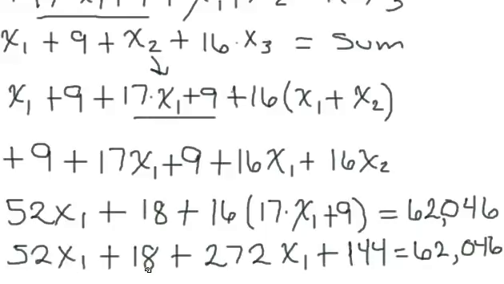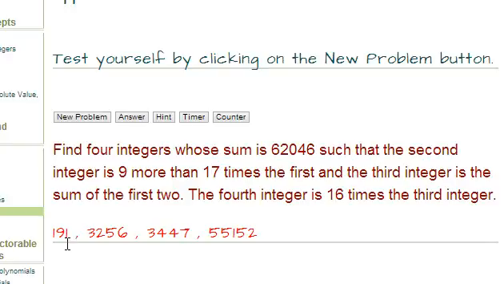Now what you need to do is solve for x of 1. Once you've solved for x of 1, this is x of 1 here, and then you can determine what these others are.